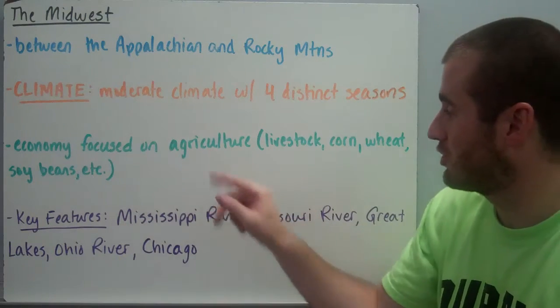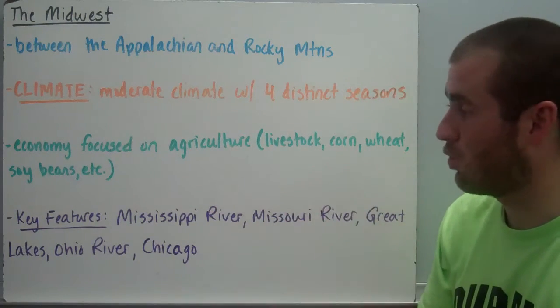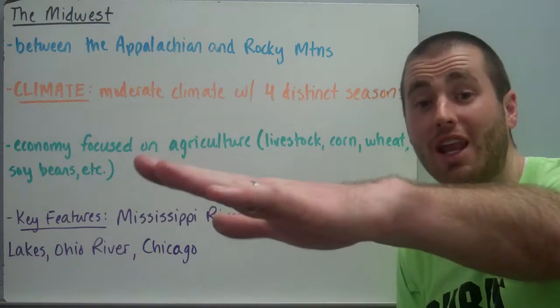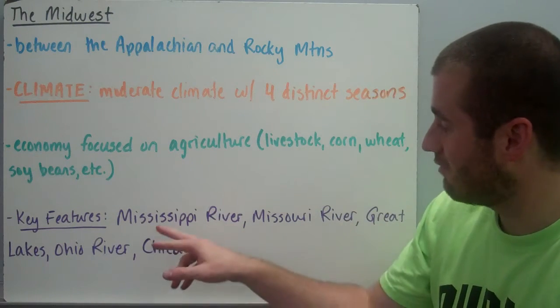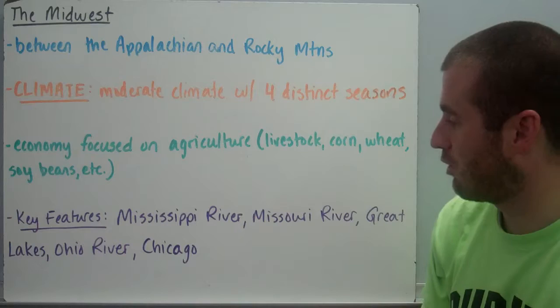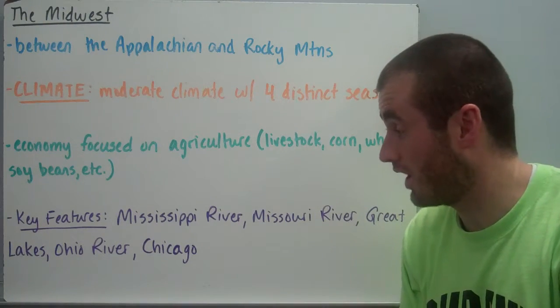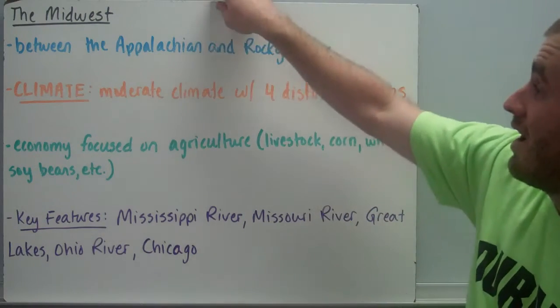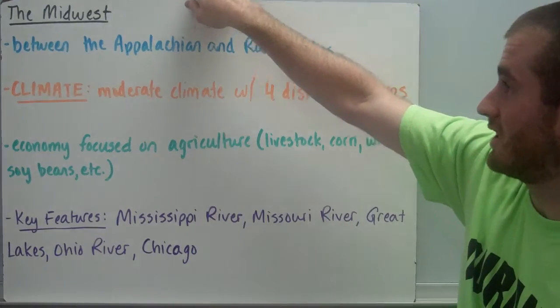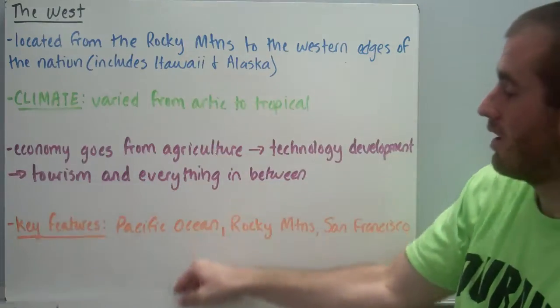So the economy is focused once again on agriculture, livestock, corn, wheat, soybeans. You have those vast plains out there of wheat. Key features are the Mississippi River, the Missouri River, Great Lakes, the Ohio River, Chicago, Detroit, tons of cities out in the Midwest as well.